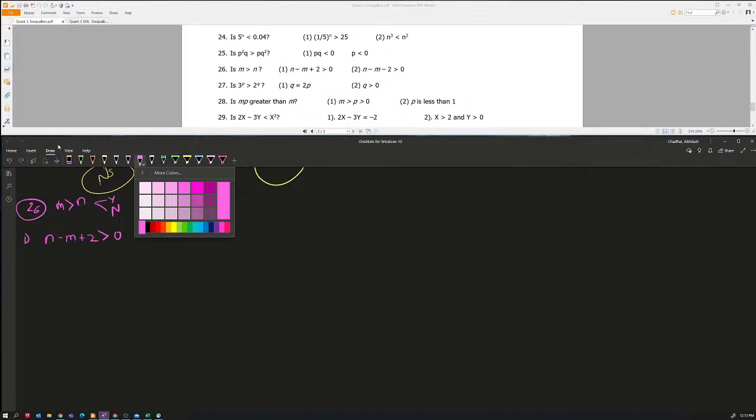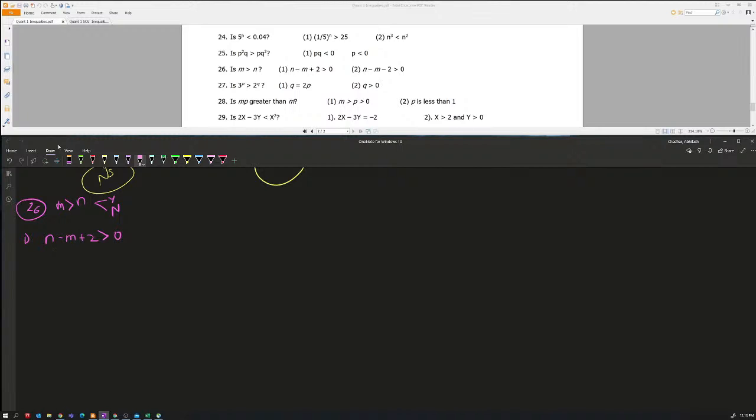Sorry, trying to choose something which is actually pink. Not more like purple. Okay, right.